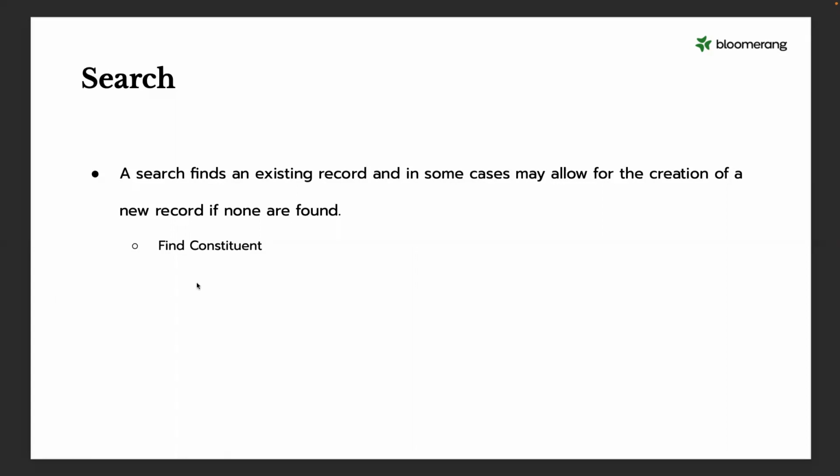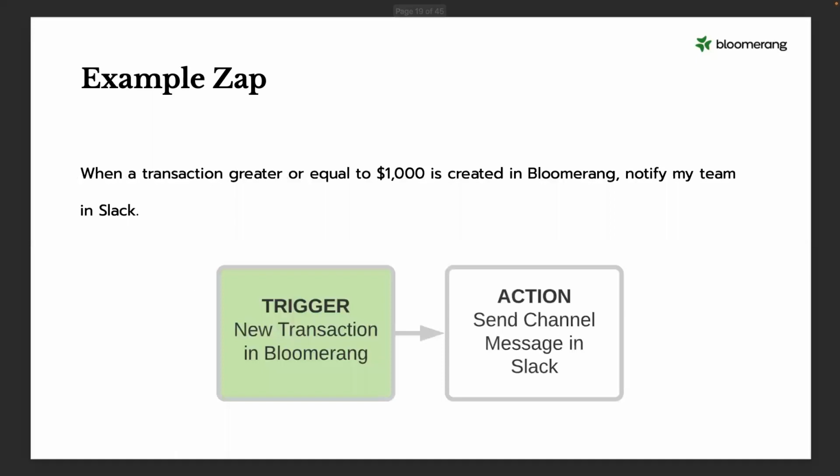So before we dive into all of these components, I actually want to look at an example Zap. So let's look at this in practice. Let's say that I want to notify my team in Slack every time a transaction in Bloomerang is entered that is greater than $1,000. In this scenario, the trigger is a new transaction in Bloomerang. And when that transaction is created, that is what will trigger my Zap.